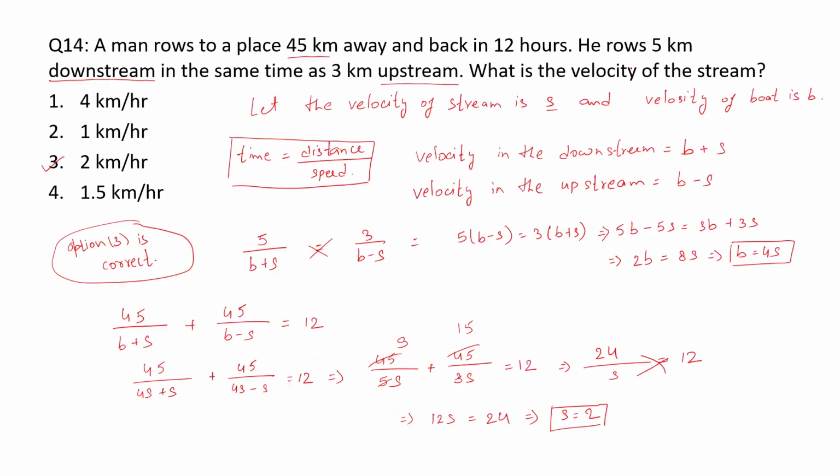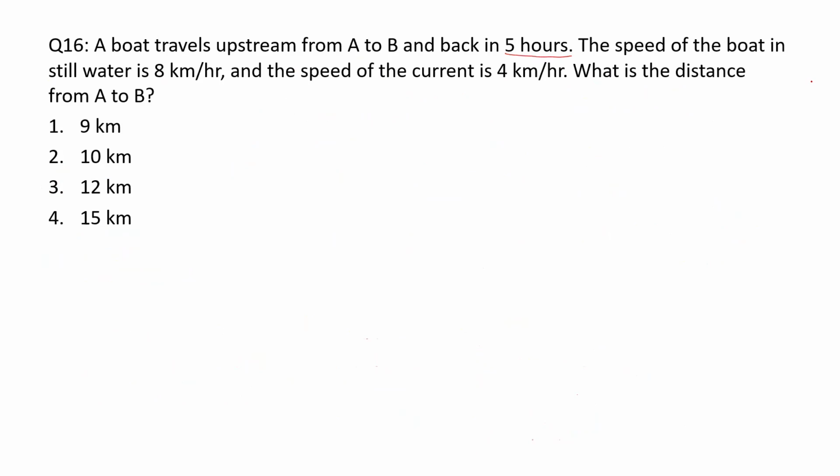So remember in the previous problem, they had given the distance, 45 kilometers, but the velocity of the stream and the velocity of the boat we did not know. So we assumed the velocity of the stream was S, the velocity of the boat is B. But here for a change they have given the speed of the boat as well as the speed of the stream, but they want to know the distance between points A and B. Okay, so this you have to figure out. So that is the difference between that one and this one.